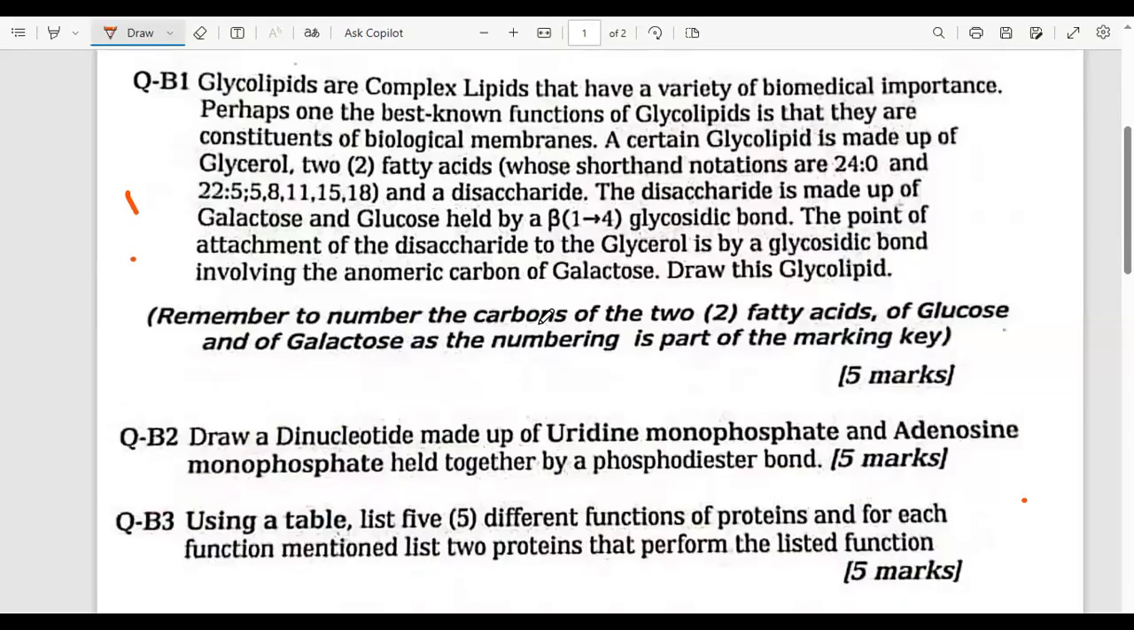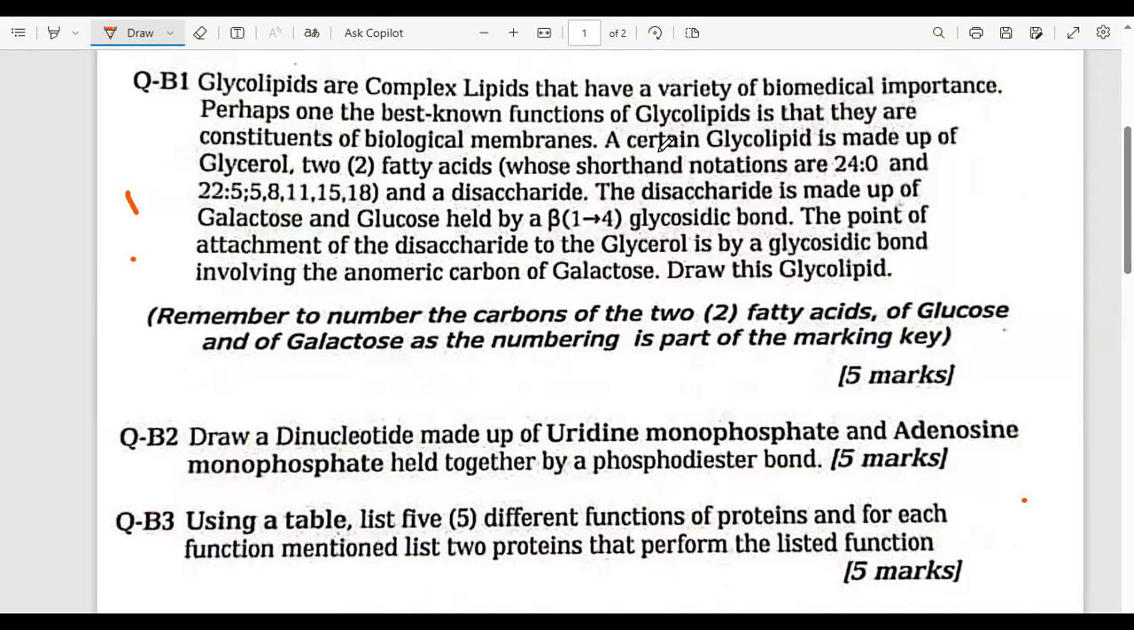Okay, so let us look at this question. They're saying glycolipids are complex lipids that have a variety of biological importance. Perhaps one of the best known functions of glycolipids is that they are constituents of biological membranes.